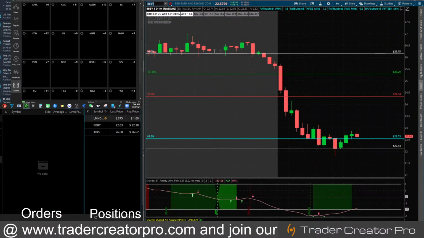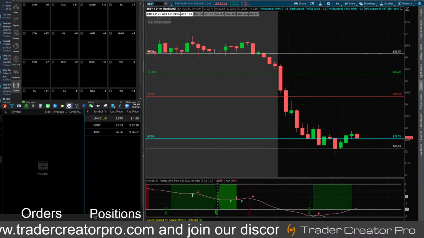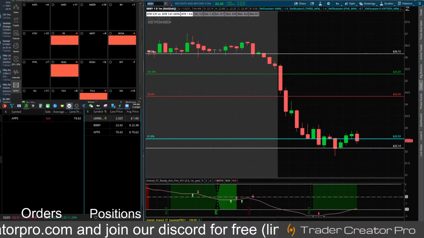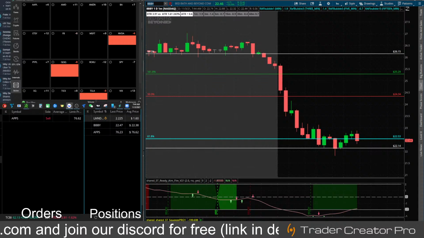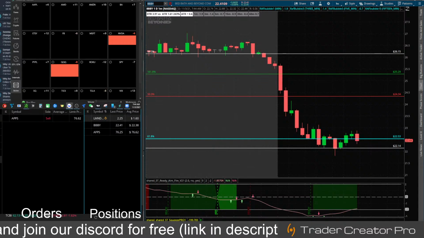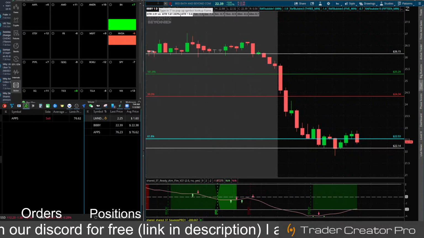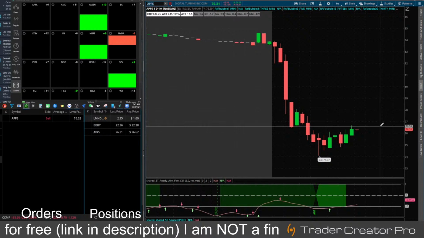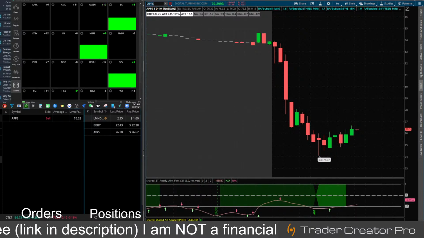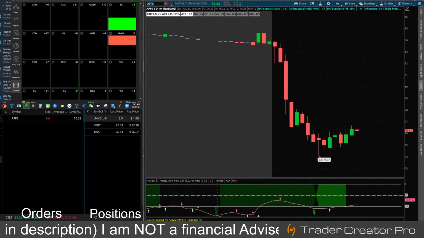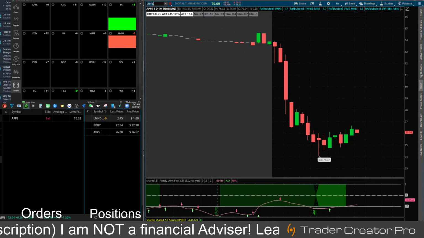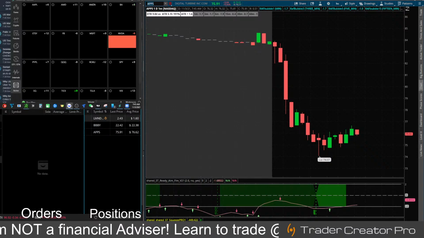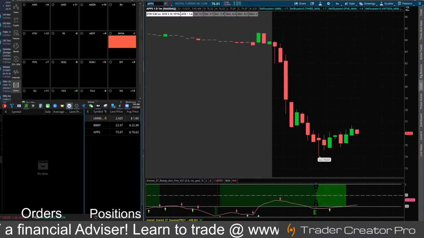APPS coming on up here. I'm going to take half off here at break even just to limit my risk. Let's check it out here. BBBY, we need it to hold this 22 area. And APPS, we need it to hold 76.